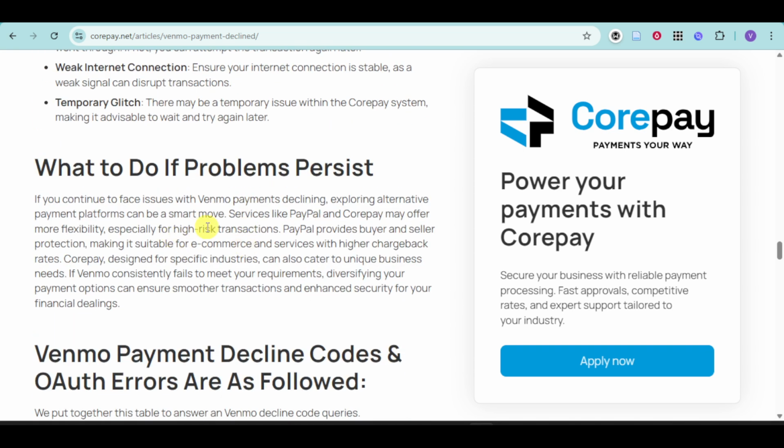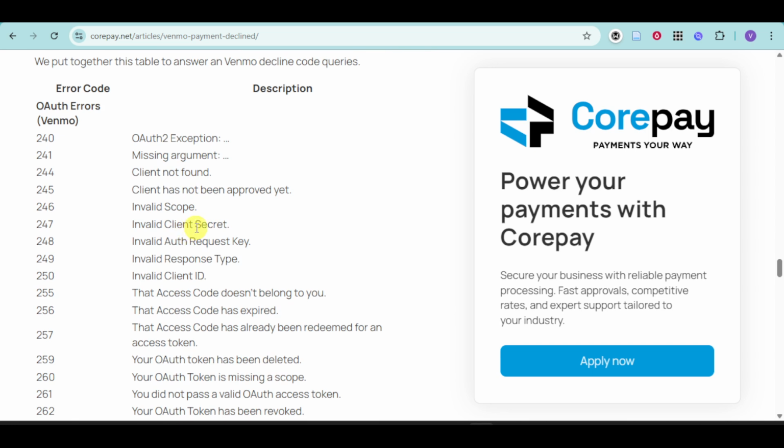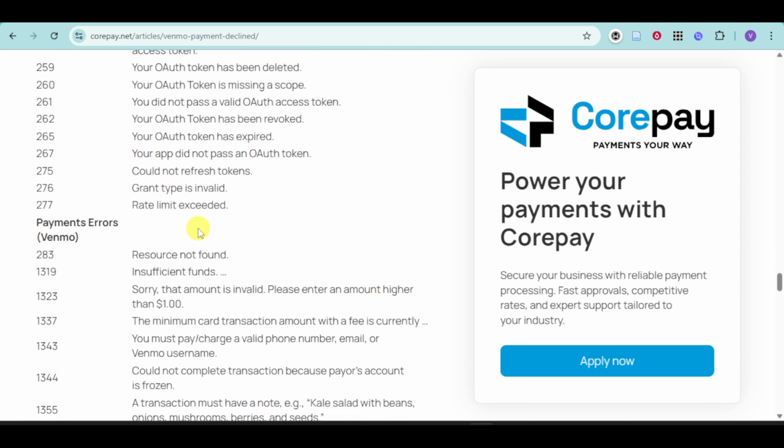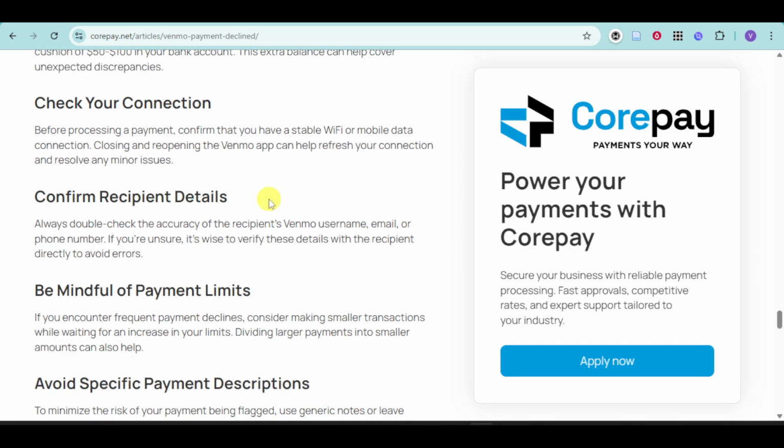If it persists, what you can do is head over and fix the core problem. It depends on the error code that you get. If you have specific error codes, make sure to look for them, and make sure that you have your account up to date, check your connection, confirm recipient details, and the like.